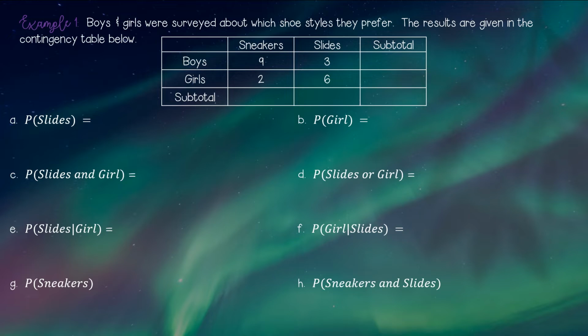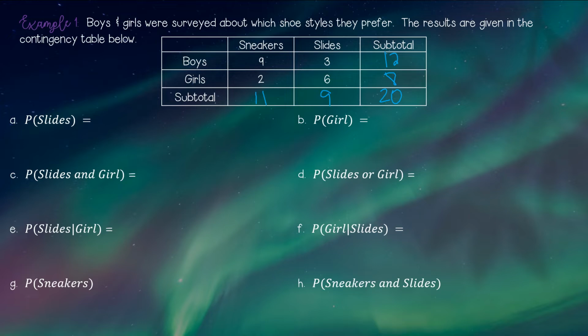So we're going to find the total. For boys, we had 9 who like sneakers and 3 that like slides. So that's 12 total. For girls, we had 2 who like tennis shoes and 6 who like slides. That's 8 total, giving us a total of 20 students that were surveyed. 11 prefer sneakers and 9 prefer slides.